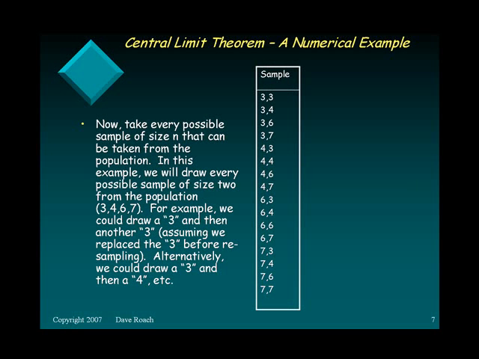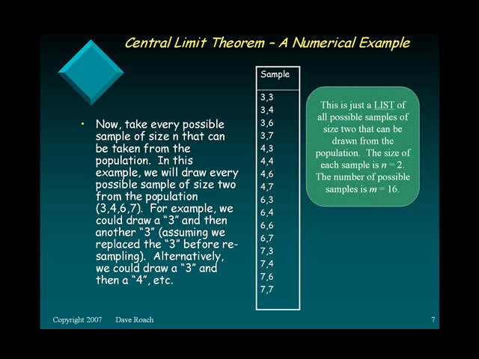So here we have a list of all the possible samples, all the way from a 3 and a 3 down to a 7 and 7. You can see there's 16 of those samples. Again, this is just a list of all the possible samples of size 2 that can be drawn from our population. Note that the size of each sample is n equal 2, and the number of samples is m, and that's 16.